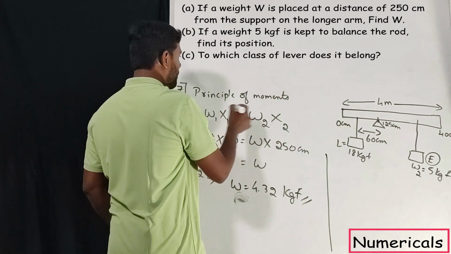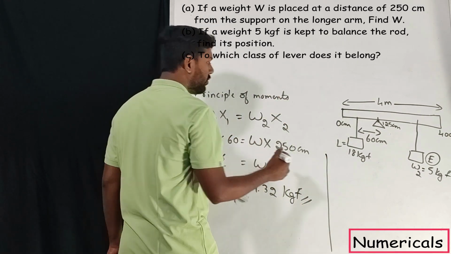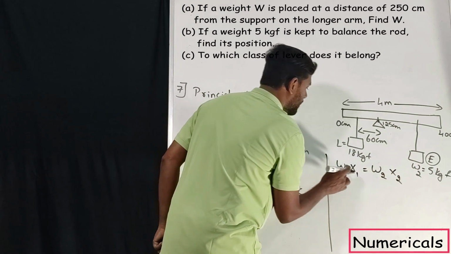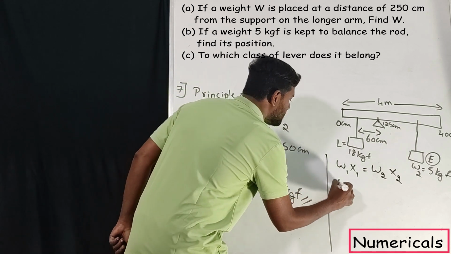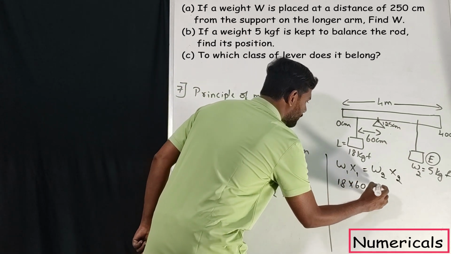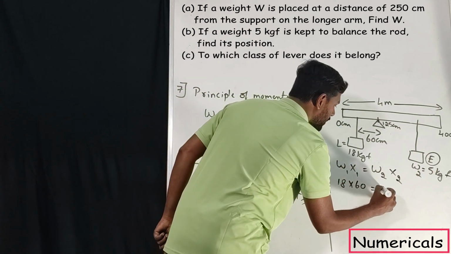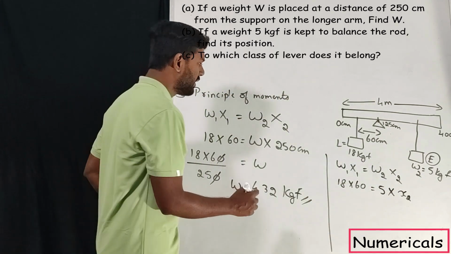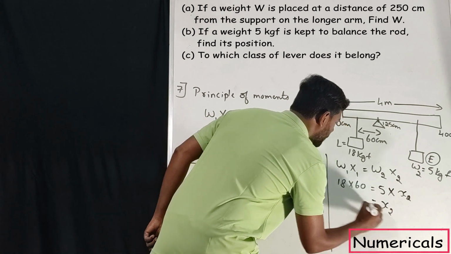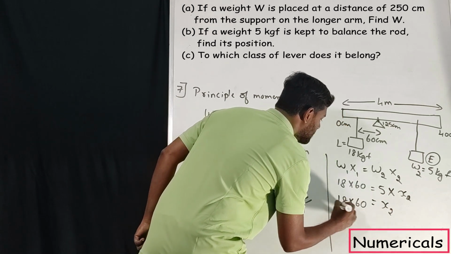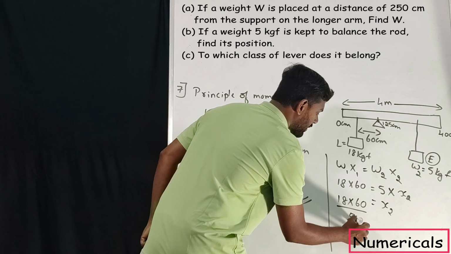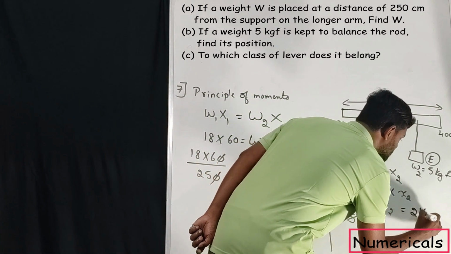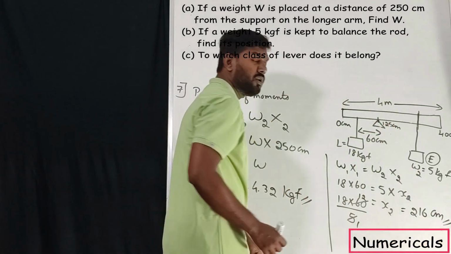So again the same formula, principle of moments. W1 x1 is equal to W2 x2. Here W1 x1 remains the same, that is 18 into 60. Here the W2 value is given, 5. We have to find the value of x2. To find x2, it is 18 into 60 by 5. 5 ones are 5, 12s are 12 into 18 will be 216 centimeter. So now we got x2.